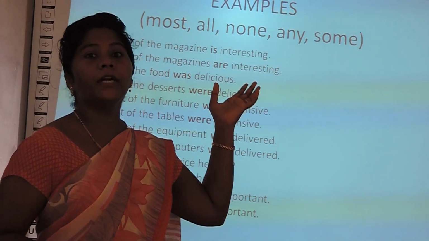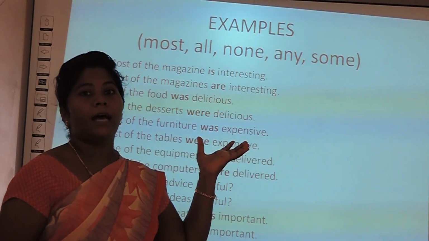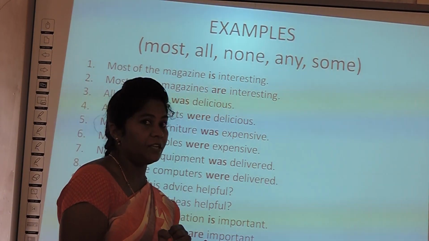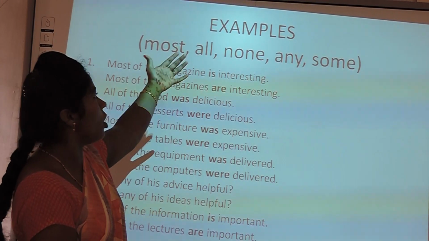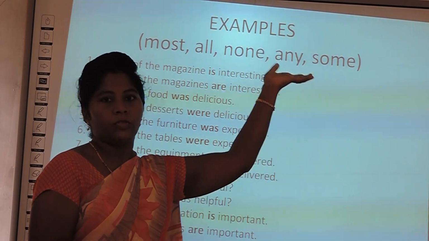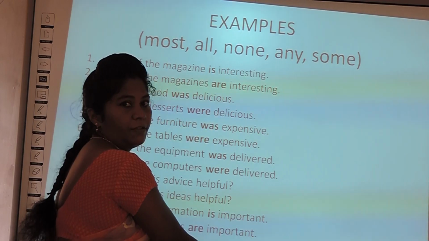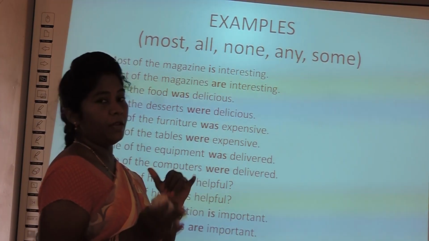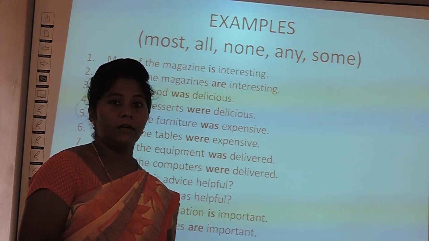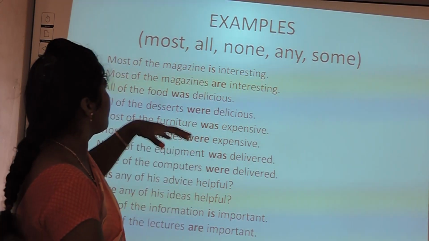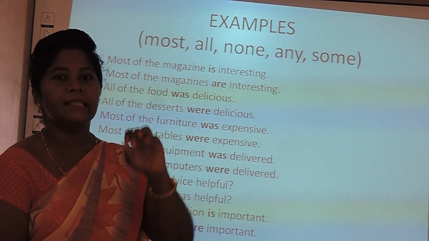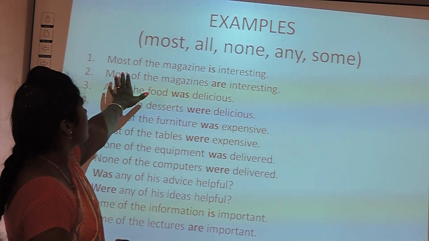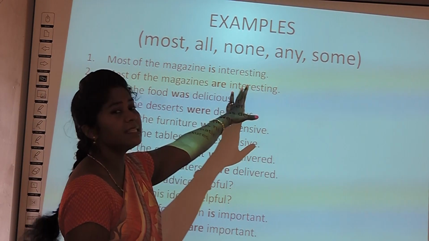So here I have got a few sentences where I have used the five most tricky indefinite pronouns. And which are they? They are most, all, none, any, some. I already have this in the form of some sentences. So we look at the sentences and make it clear when they are singular and when they are in the plural form. So let's start. In the beginning I have started with a very easy sentence so that the concept will be very clear for you. So the sentence is: most of the magazine is interesting.